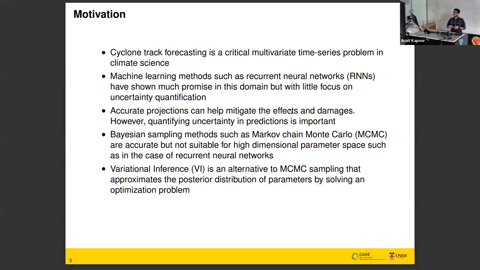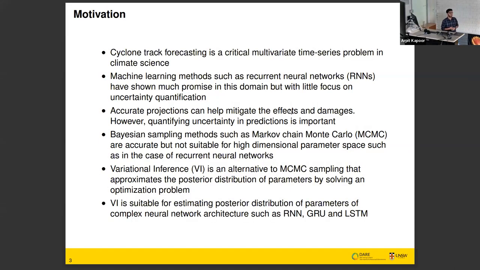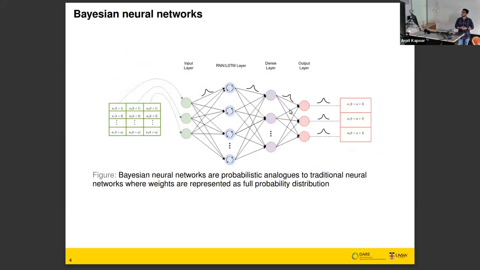Variational inference in particular has been a good alternative to sampling approaches. Variational inference provides an approximation technique to estimate the posterior distribution of the parameters. And in particular for neural networks, variational inference has shown a lot of promise in estimating the distributions of the model parameters. This is not really a very novel or new approach for neural networks, but it has not gained much traction. A lot more work needs to be done to make them applicable to more complex architectures.